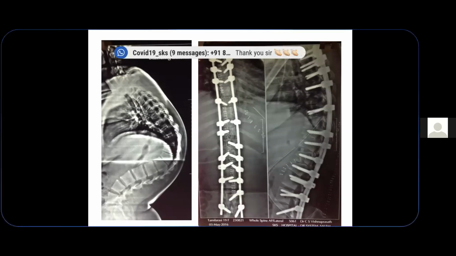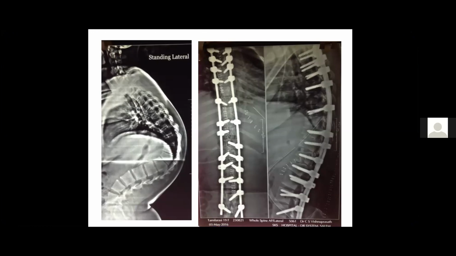What is the follow-up in this case? So now, 4.5 years follow-up. The patient is in college now. There's no problem. The patient is doing fine.